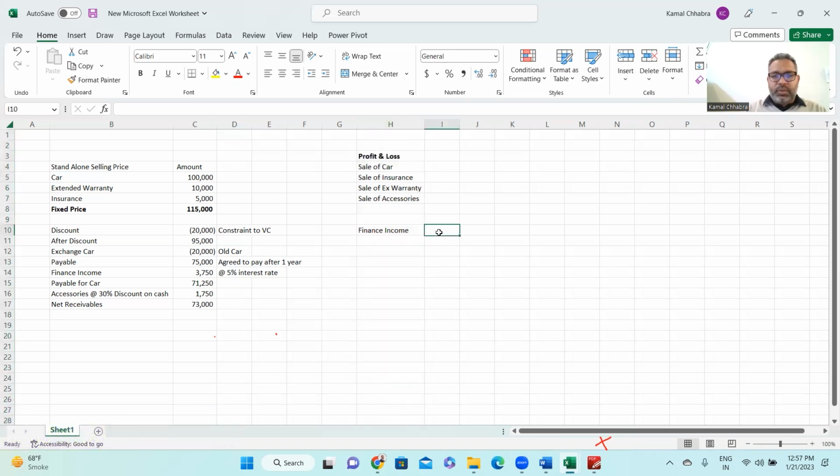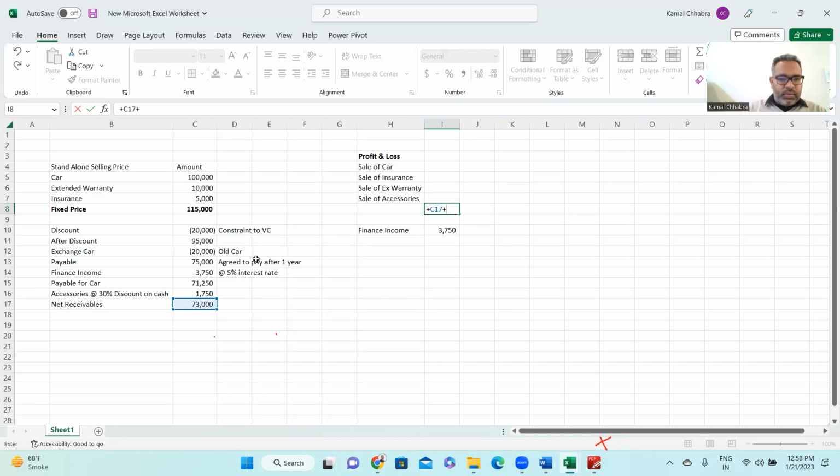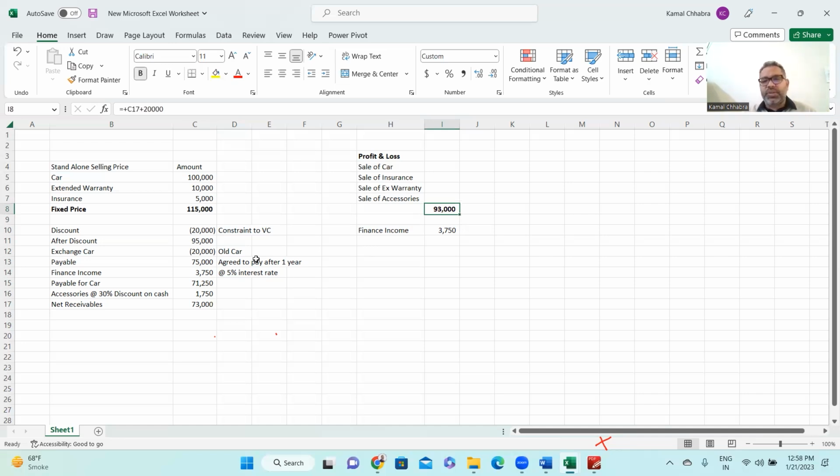So in this finance income, this 3750 will go in a finance income. And this total will be 73,000 plus 20,000 exchange of. Make sense, Prashant? Yes, sir. That's how you will be doing the calculation.